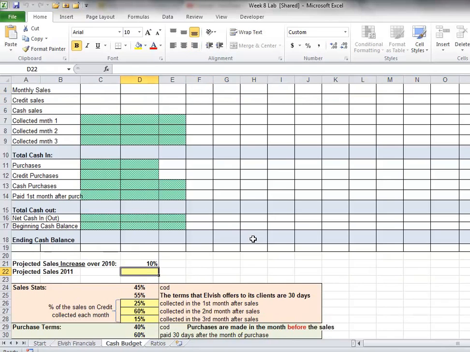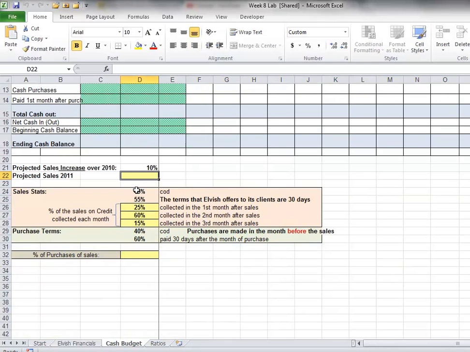Down here, since this is future looking, it's a projected sales for 2011, and we're going to go up 10%, so you need to calculate that. We've got the other things down here. Our sales are 45% COD, 55% on credit, and here's how we collect it. We collect 25% of our credit sales the next month, 60% in the second month, and 15% in the third month. So we have a 3-month offset in some cases.